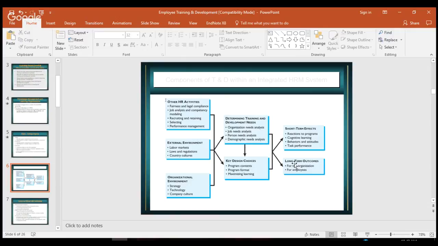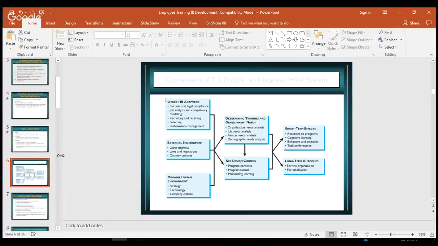And then, of course, from a long-term perspective, what value will the organization have given the investment in the training intervention? How will employees perform better? How will the changes in employees' behavior, attitude, and ultimately performance be impacted given the investment in the training?